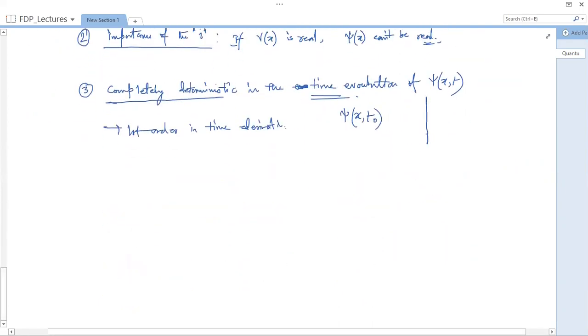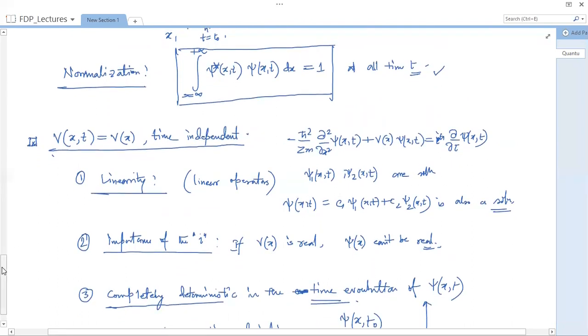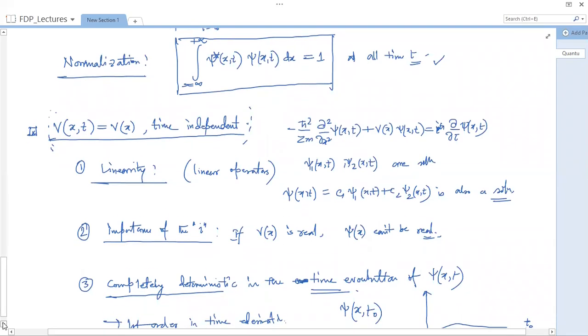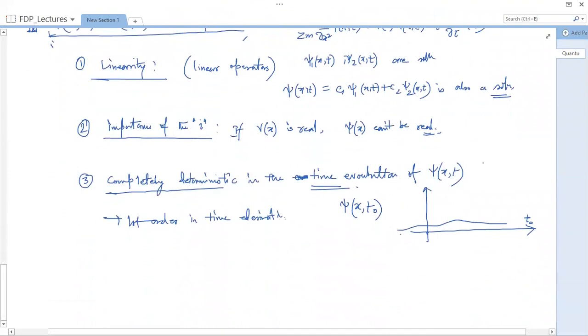If we know psi at some point t naught, then we can calculate, because this is a first order differential equation. Even this is true without these assumptions, but the linearity, the importance of i, time independence and complete determinism is true even without the assumption that Vx is real. But okay, we'll assume Vx is real because we'll derive more things now.